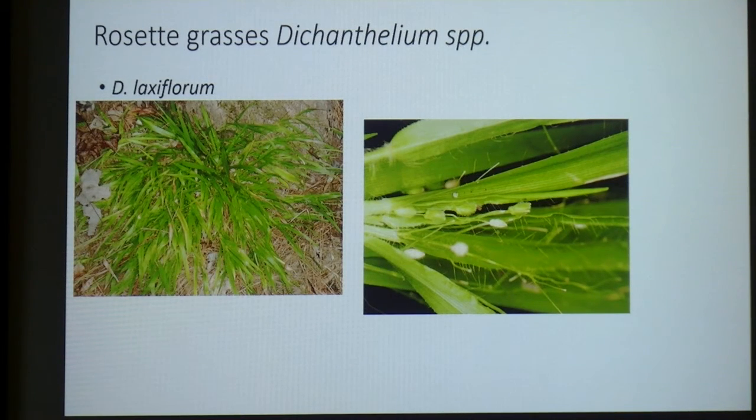original panic grasses that turns out to be a cool season grass because it has the cool season photosynthetic system in it. And there's lots of them. There's lots of Dicantheliums, lots of rosette grasses.